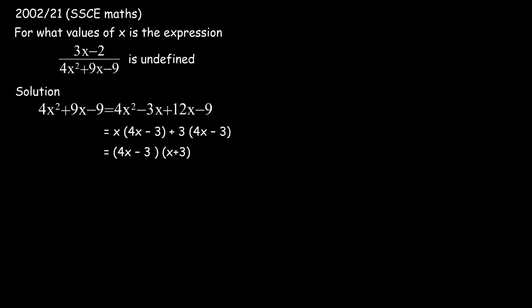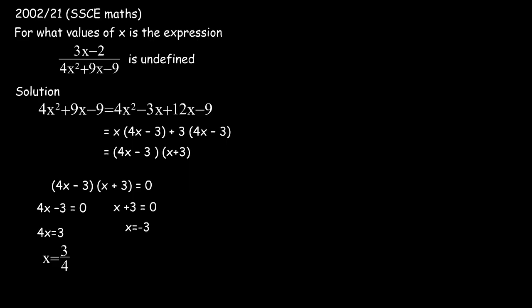Therefore, since we do not have 3s minus 2 in any of our brackets, we are just going to equate the denominator to 0. So 4s minus 3 or s plus 3 will be equal to 0. Either 4s minus 3 is equal to 0 and 4s will be equal to 3, dividing both sides by 4, s will be equal to 3 over 4, or s plus 3 will be equal to 0 and s will be equal to minus 3.